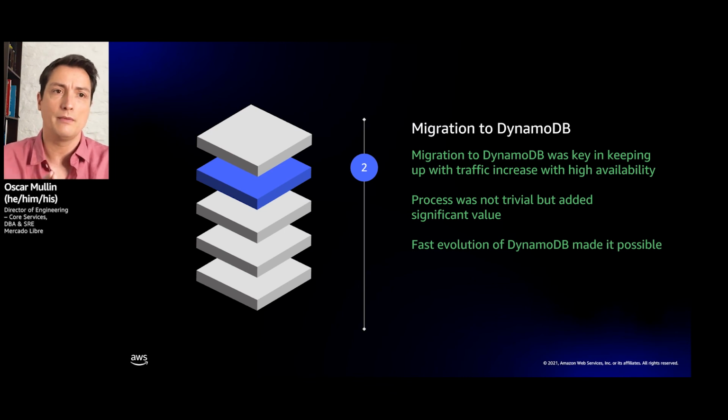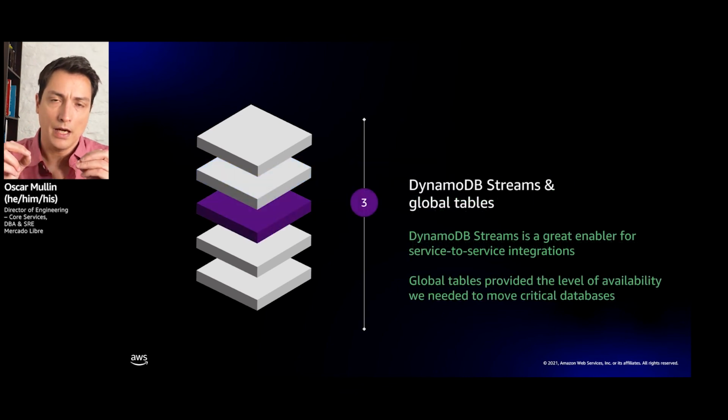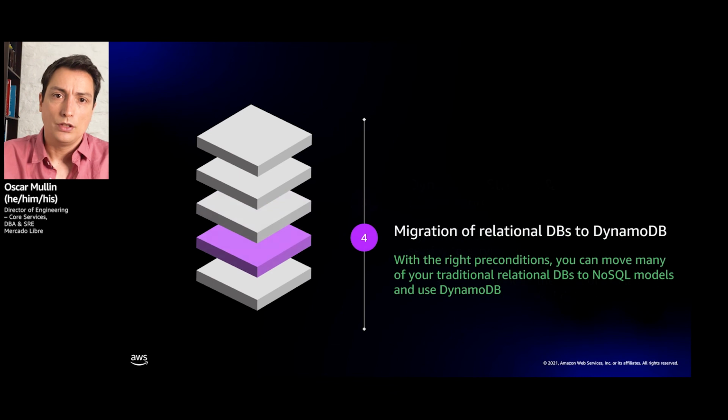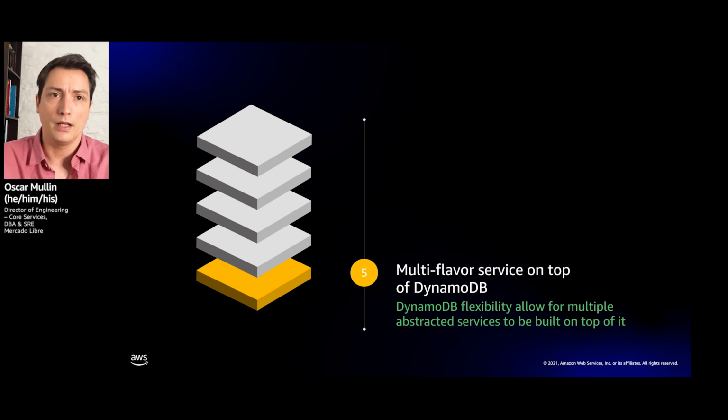And the fast evolution of DynamoDB made it possible. Also, DynamoDB Streams is a great enabler for service-to-service integration, and global tables provided us with the level of availability we wanted and needed for our most critical applications. Another key takeaway is that with the right preconditions and considering scale and other things, you can definitely migrate your relational databases to a NoSQL model, and you can use DynamoDB as the storage for that. And finally, the flexibility we saw with DynamoDB allowed us to create multiple abstracted services built on top of it. That also adds a lot of value for our developers.